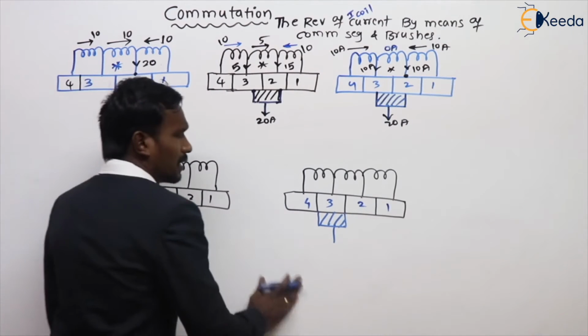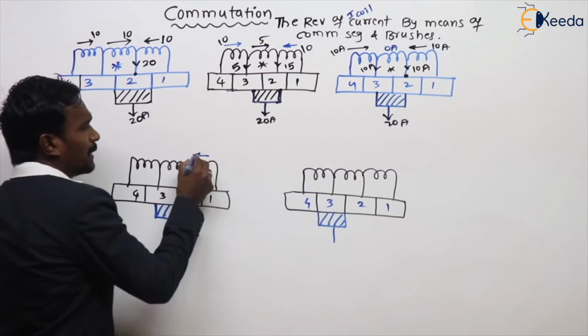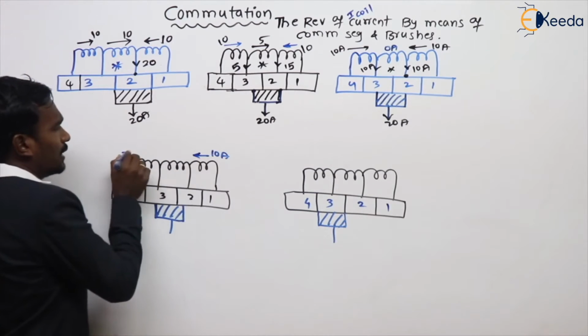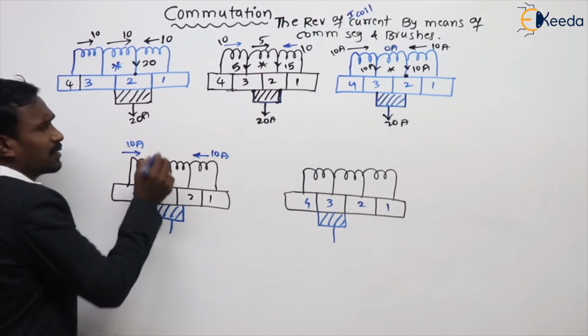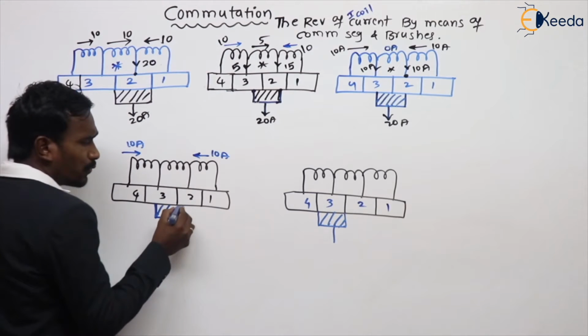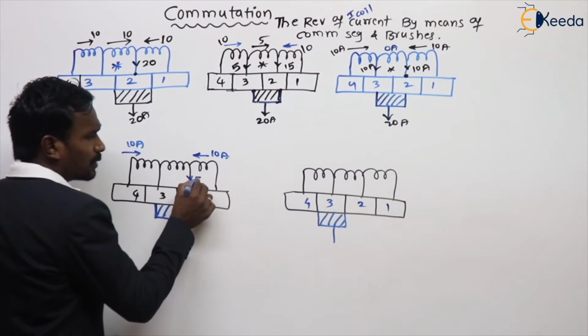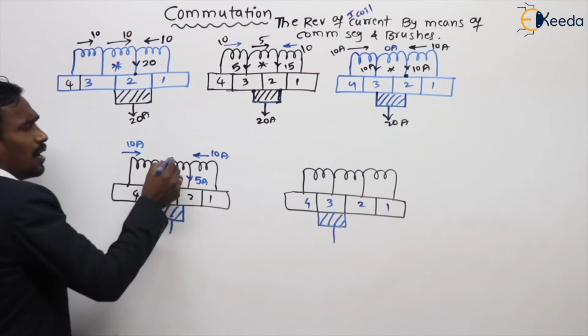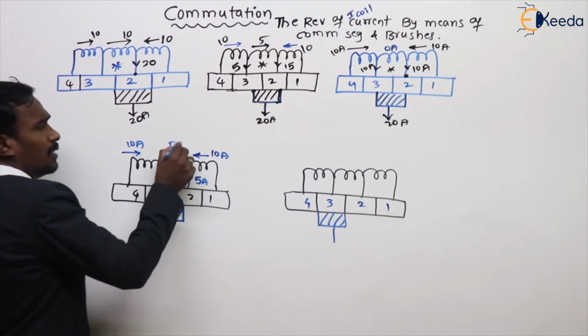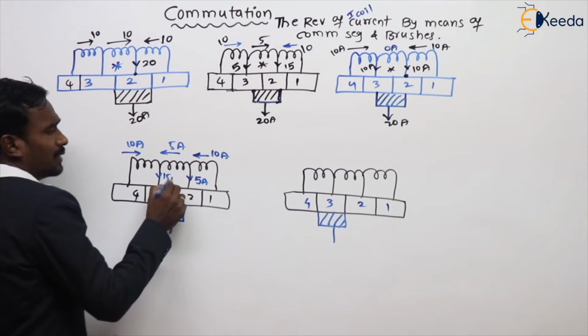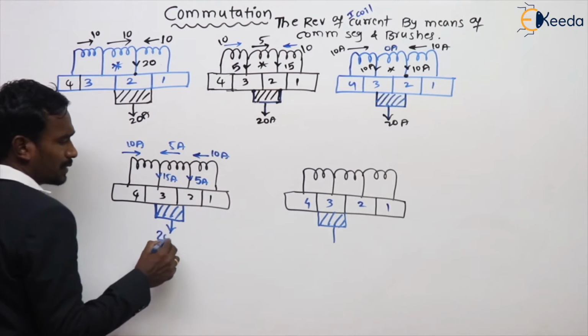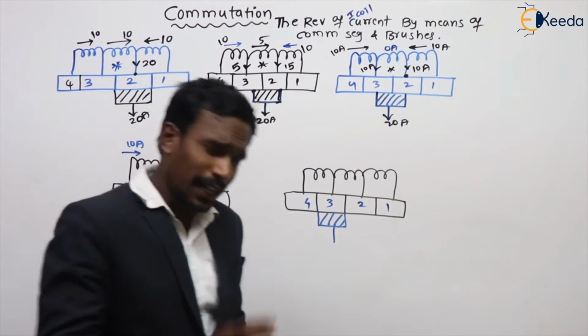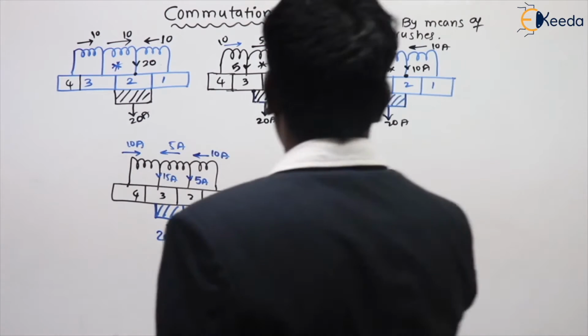And then after that, here 10 amperes of current, and here also 10 amperes of current. Here only 25% of the brush, hence 5 amperes collected here, and the remaining 5 amperes came here. 5 plus 10, 15 collected here. That 20 amperes is collected by our brush, which is in the 4th position.